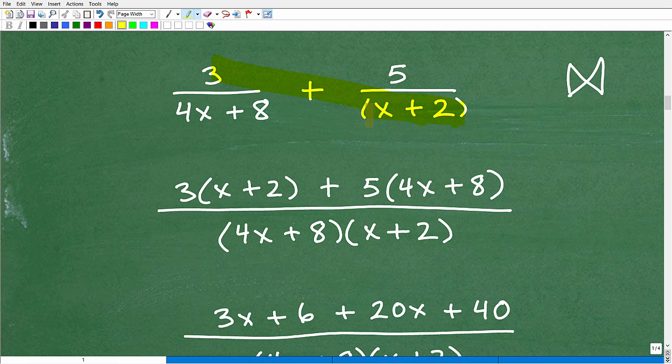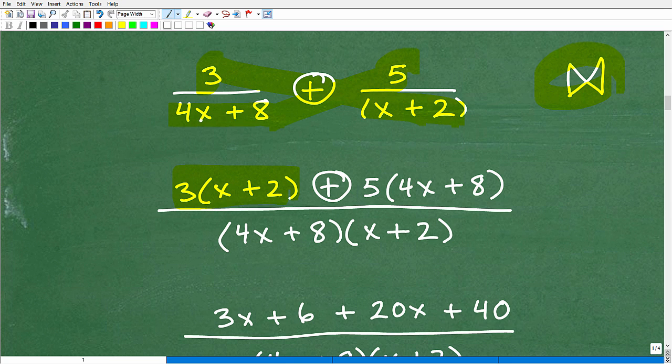So just put those parentheses in. So here's the bow tie method. It's going to be x plus 2 times 3. That's this, okay? We're going to be forming our numerator. Because this is an addition problem, we're going to put an addition symbol there, and then it's going to be 4x plus 8 times 5.